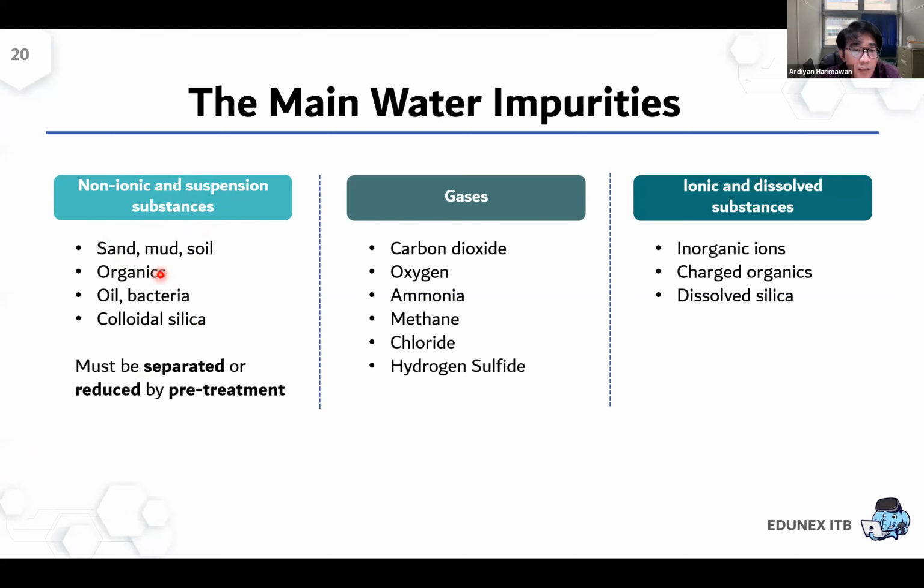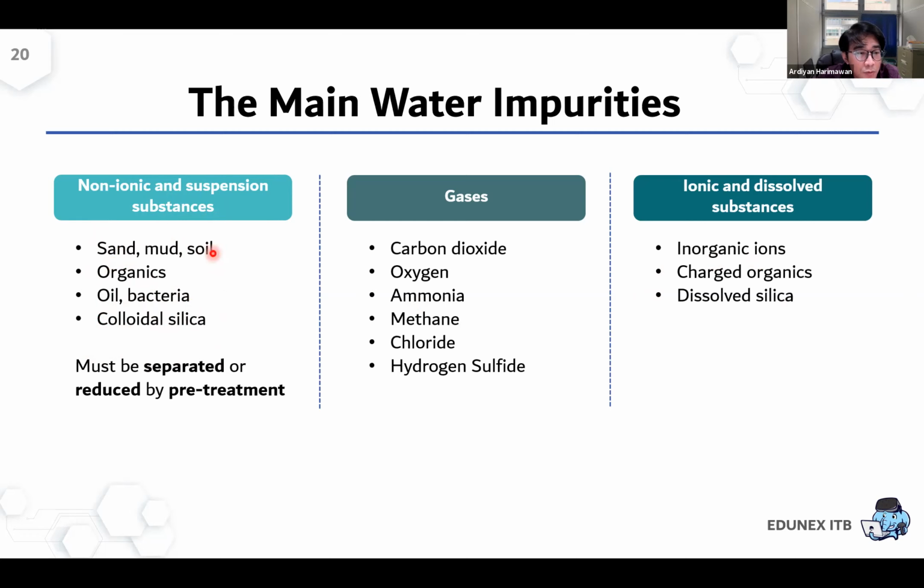And then some organics, the leftovers of plants or animals, and then oil and bacteria, and also colloidal silica. Jadi silica actually is in two forms. One is colloidal silica, and the second one is dissolved silica. The colloidal silica will be non-ionic, and it will be in suspension form. Okay, this form of water impurities is normally obtained from the surface water.